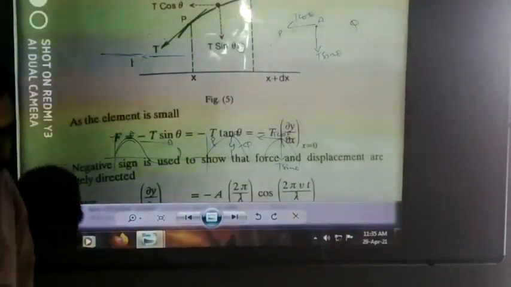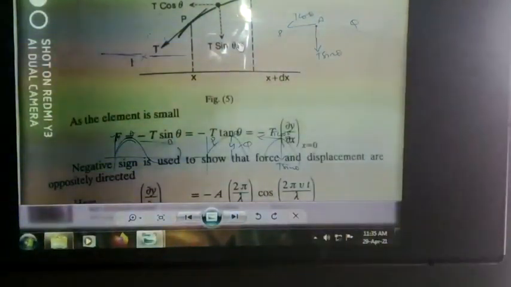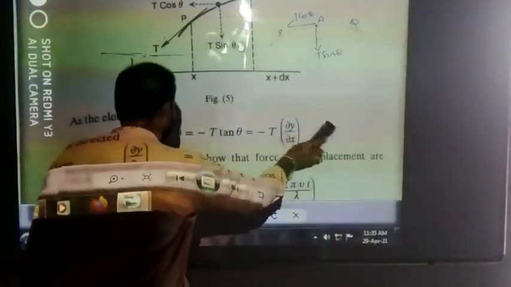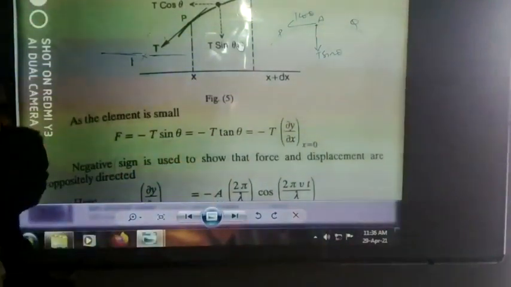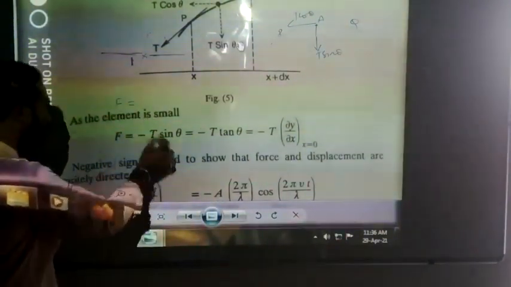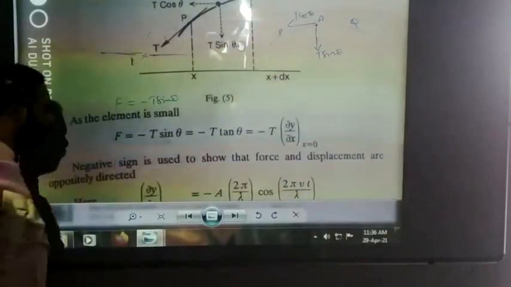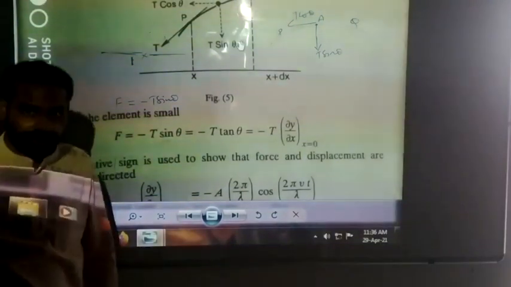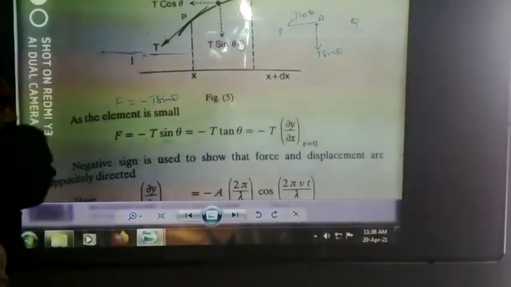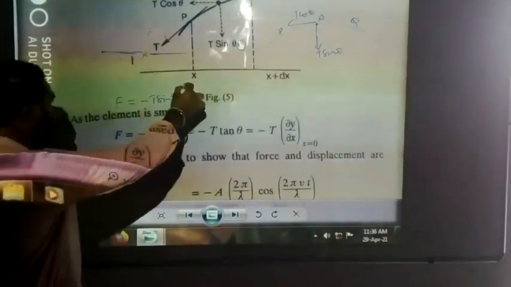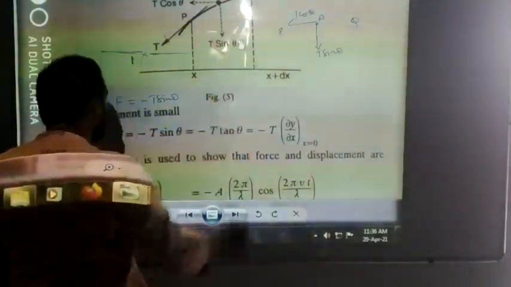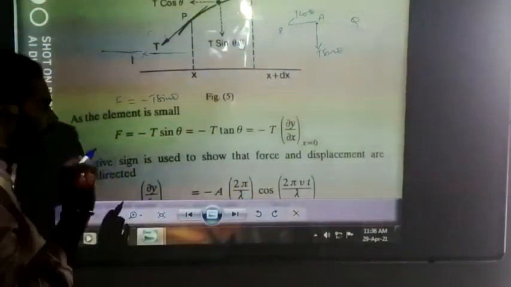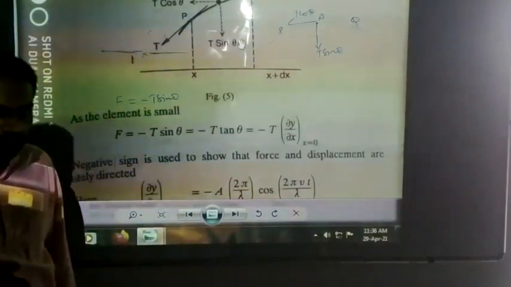The force along the y direction is F equal to minus T sin theta. Why the negative sign here? The negative sign indicates that force and displacement are in opposite directions. This is the diagram: between x and x plus dx we are taking a small element PQ of the string. This is how energy is transported in the string from one point to another point.